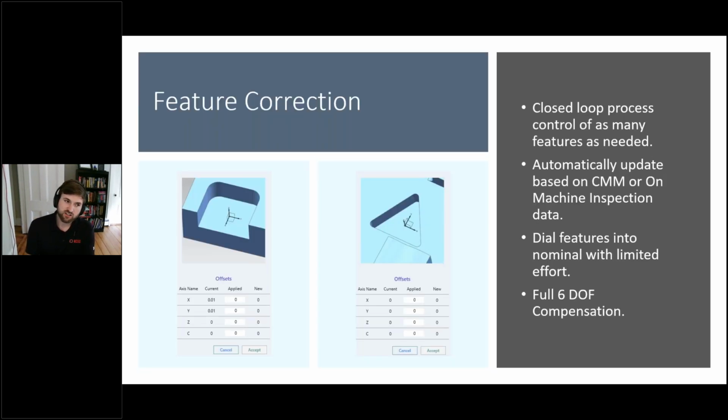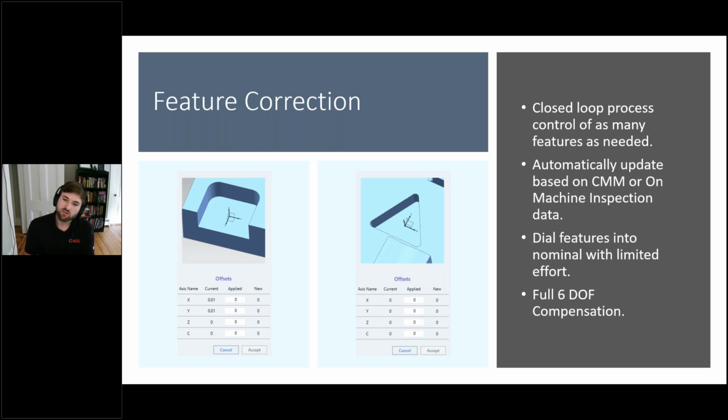We also have feature correction. This is more of our post-process application. We take in measurement data, say from a CMM, from on-machine inspection, or even from calipers with an operator measuring the part manually. We can plug that data into our feature corrections manually by having the operator read a report and figure out what type of offset he wants, or we can make it automated through a closed loop situation.